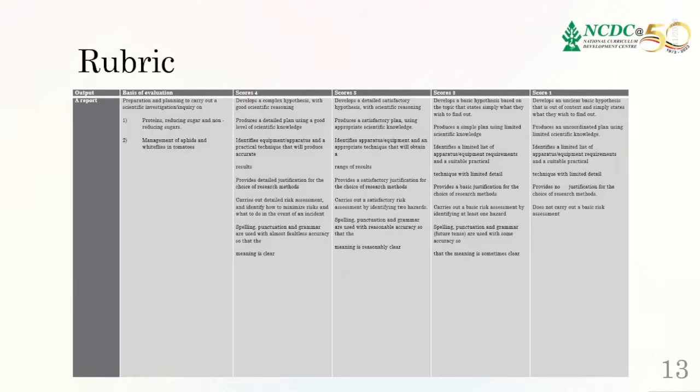Where the learner has to score a 1, there is a description. Then where they have to score a 2, there is a description. Score a 3, there is also that description. And then also score a 4, there is that description.